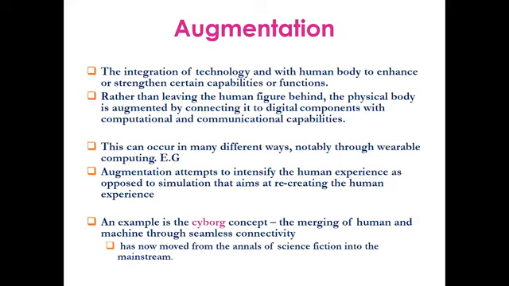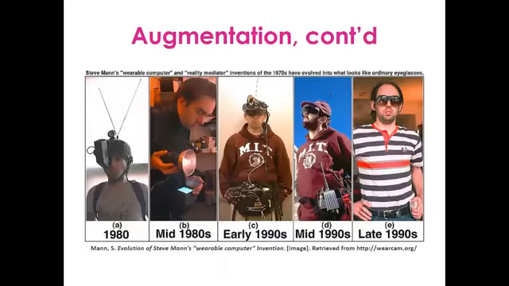So these days an example is a cyborg, a concept, the merging of human and machine through seamless connectivity. And this has now moved from the annals of science fiction into the mainstream. So this is a transformation, see where from 1980, how the wearable computer was done, from this 1980 to the late 1990s, where it became something very tiny in a sunglass or in an eyeglass. All of these gadgets tell you how far technology has evolved.